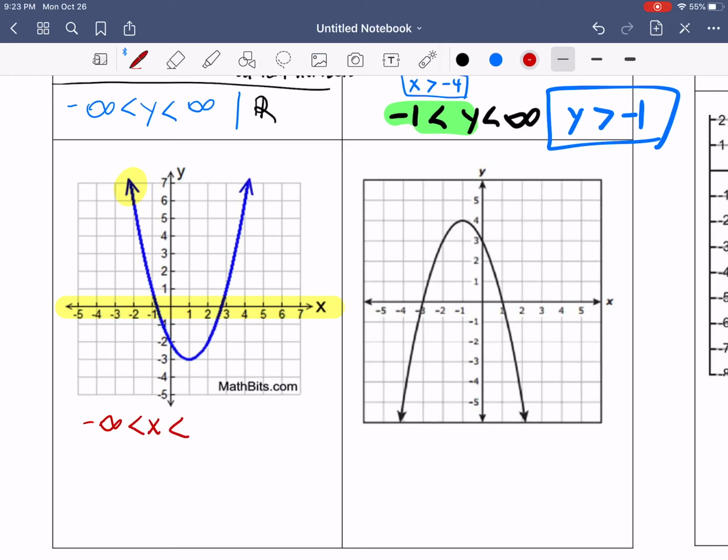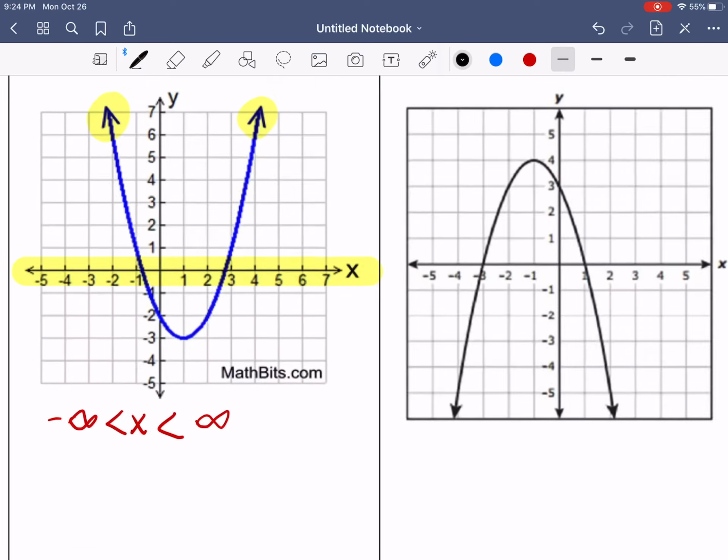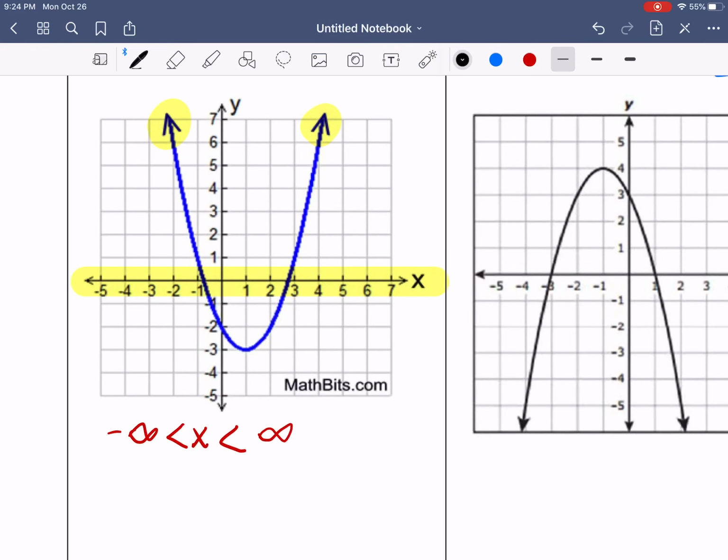And where does it end? On the right side. Same thing, it keeps going to the right. So it's gonna be negative infinity to positive infinity. So that's what this is. And so this one is what we call all real numbers.